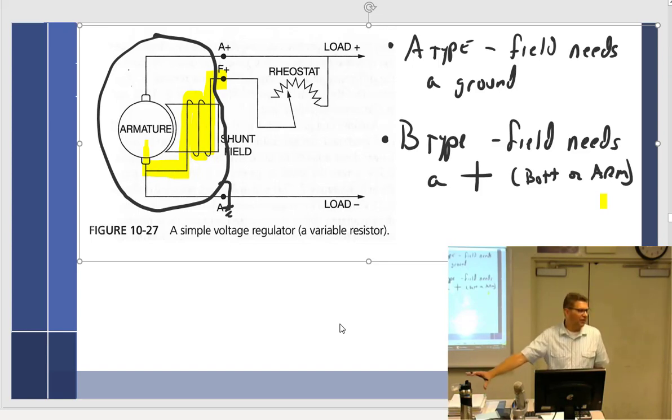So what happens is, is the generator self-exciting? Yes. All right, what does that mean? It has residual magnetism. It holds residual magnetism.